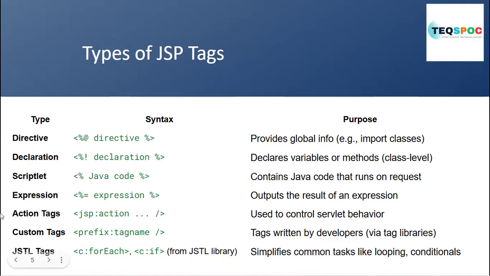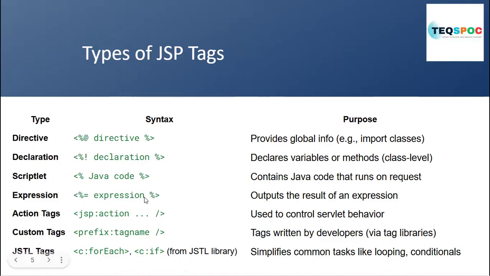Then we have the expression tag also. So what happens is that expression tags are used to print the output on the web page. Whatever we output and print in our page, we print with the help of the expression tag. So this is the basic syntax of the expression tag.